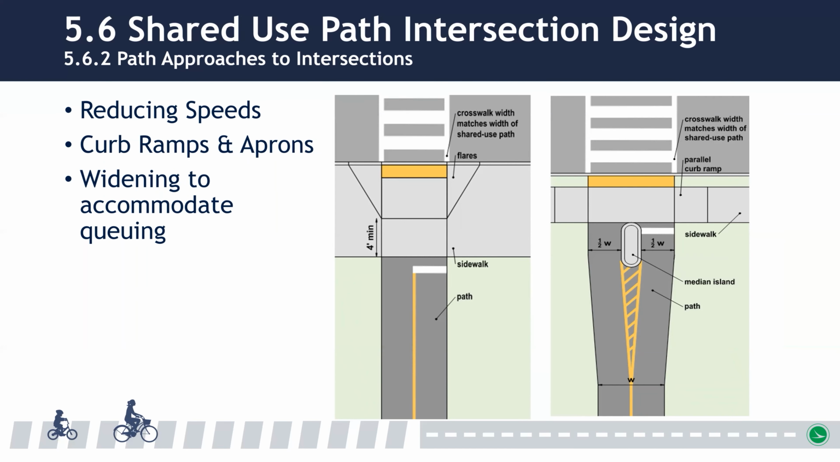The Multimodal Design Guide also discusses how to reduce shared use path user approach speeds through the design of shifting tapers and lane narrowing. It discusses considerations for ramp designs at crossings to accommodate pedestrians and bicyclists, and also discusses when to widen paths at intersections to increase the crossing capacity and help reduce conflicts at shared use path entrances.